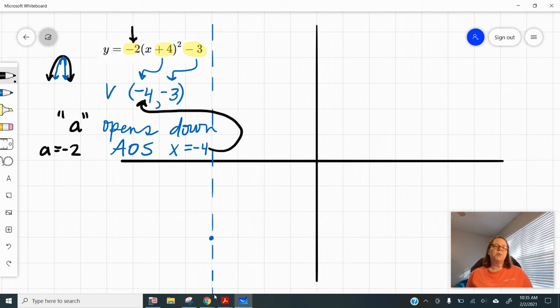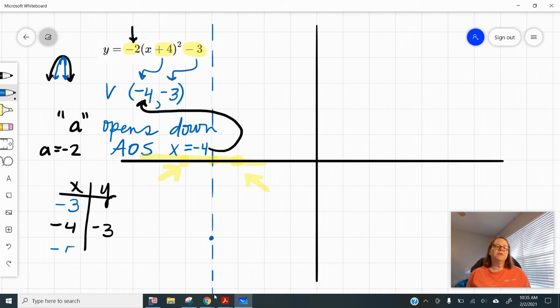Let's look at a couple of points. So let's just create a little XY table. I'm going to put -4, -3 in the middle of that. And I'm just going to get a point to the left and a point to the right. So think about on this axis here. If we're at -4, I need this point and this point. So that's 1, 2, 3. So that would be -3. And then on the other side is -5. So those are the other 2 coordinate points that I need to find.